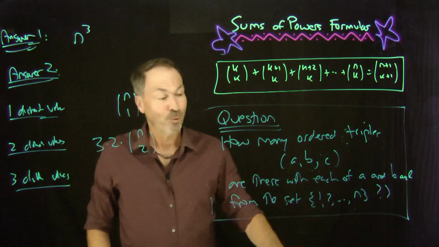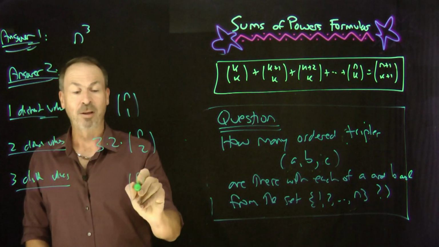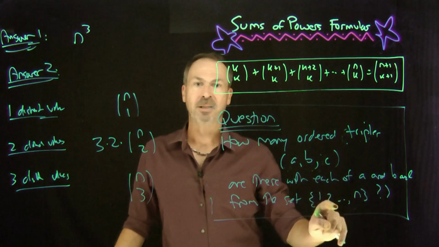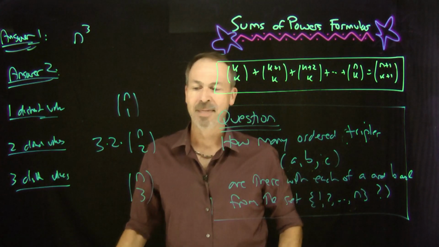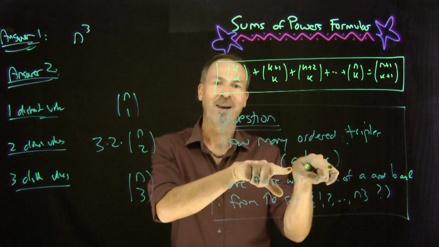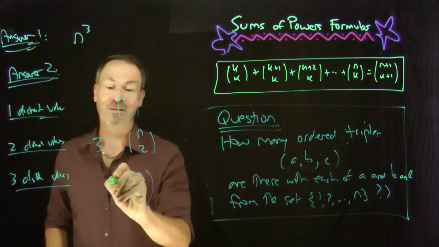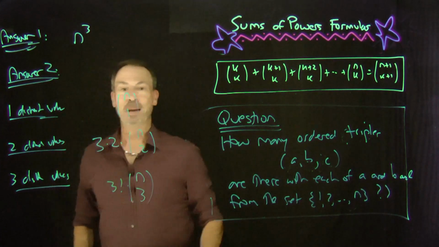Three distinct values? Well, first of all, which three distinct values do you want to play with? Choose three distinct values, 4, 7, and 10 this time. And then, how do I arrange those three distinct values in three positions? I guess there's three factorial ways to do that. Three factorial. Bingo.